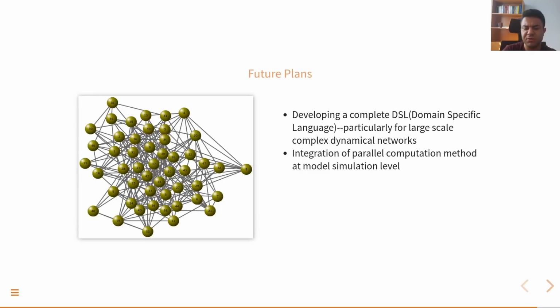Integration of parallel computation methods at the model simulation level is also in our future plans. Actually, we use tasks to simulate models, but as you know, tasks are opened in the same Julia process, and we want to distribute the simulation workload to available cores. So integration of parallel computation methods is very important for our future plans.